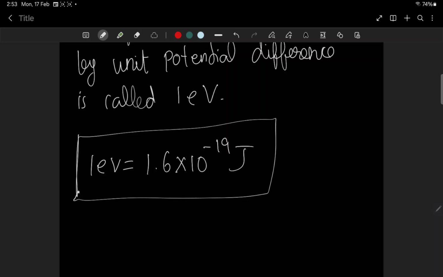Yes, it is that when an electron of 1.6 into 10 raised to minus 19 coulomb charge is accelerated through a potential difference of 1 volt, then the potential energy stored, or the work done, the potential energy of the electron is defined as 1 electron volt. Is defined as what? 1 electron volt. Okay.